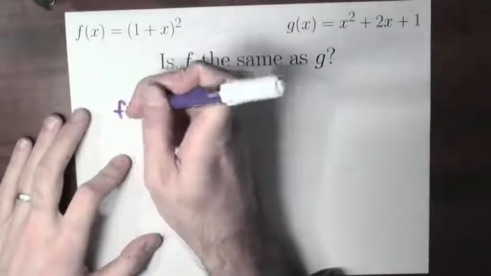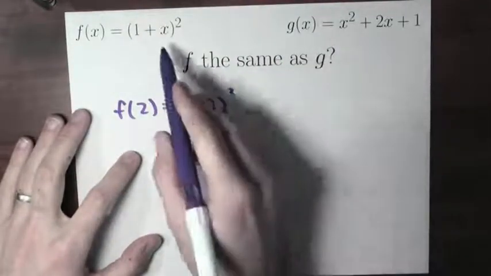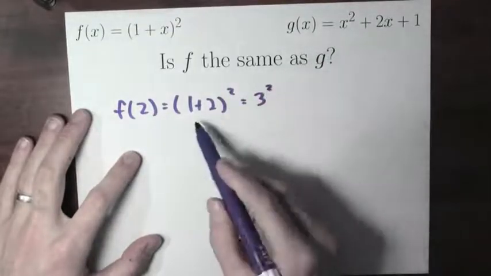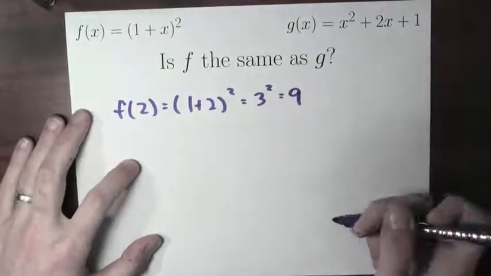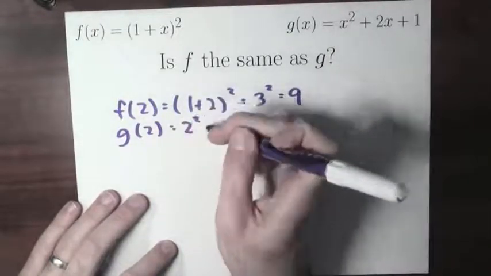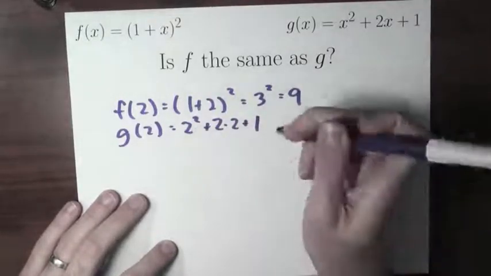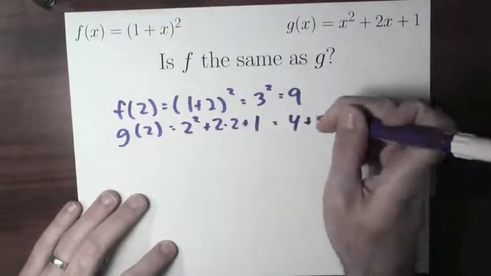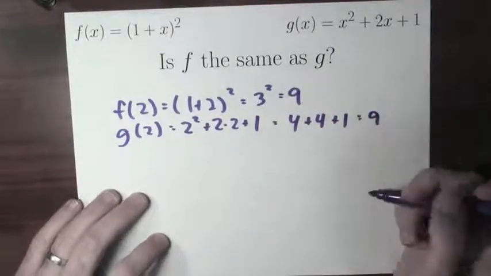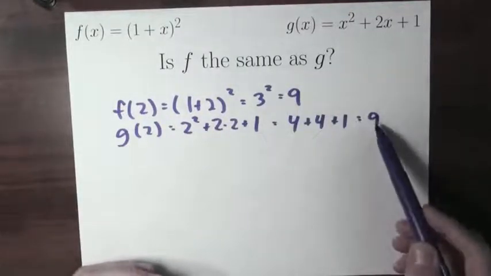Well, let's try. Let's look at a value like f of 2. f of 2 is (1 plus 2) squared, just replacing the x by 2. 1 plus 2 is 3. So 3 squared is 9. Well, what's g of 2? Well, g of 2 would be 2 squared plus 2 times 2 plus 1. 2 squared is 4. 2 times 2 is 4, plus 1. 4 plus 4 is 8, plus 1 is 9. Look, f and g, when I plug in x equals 2, give me the same output value of 9.